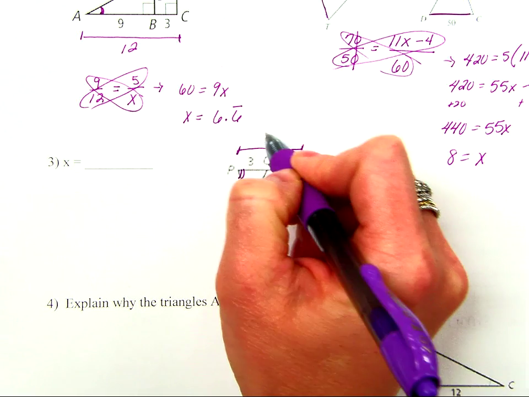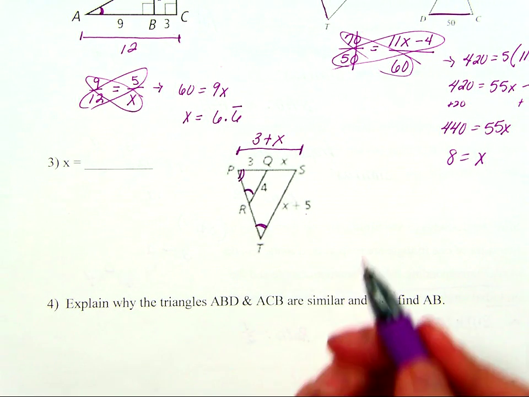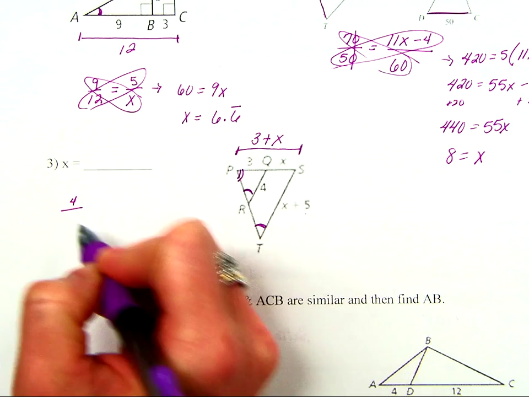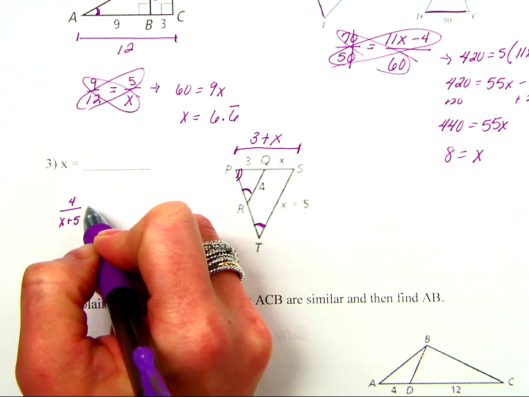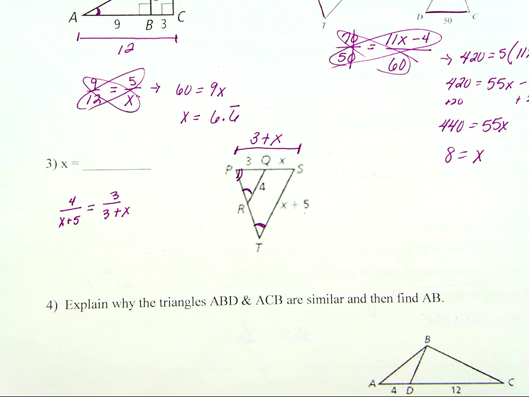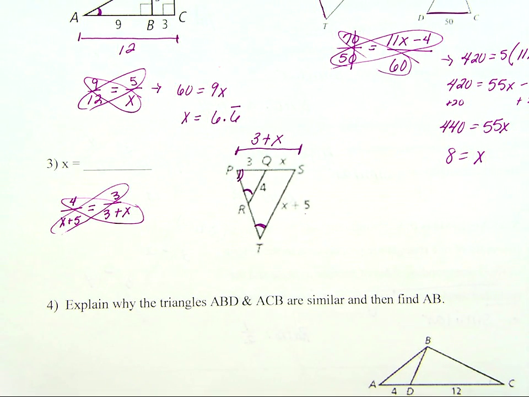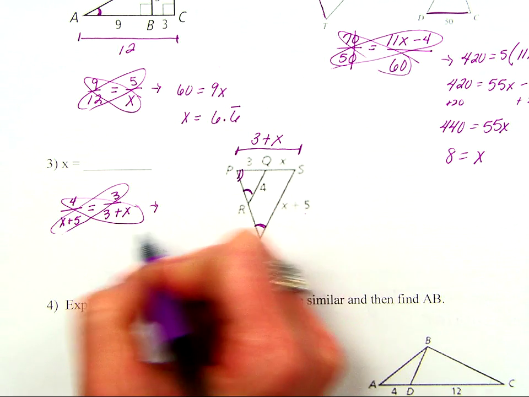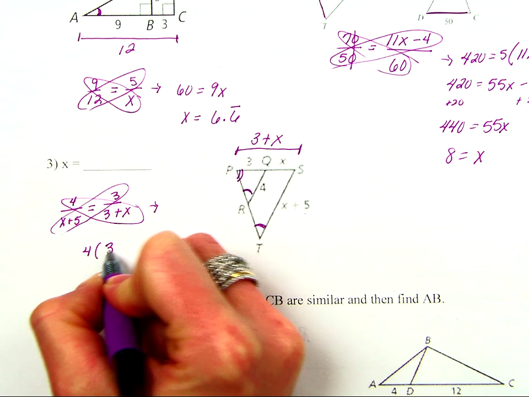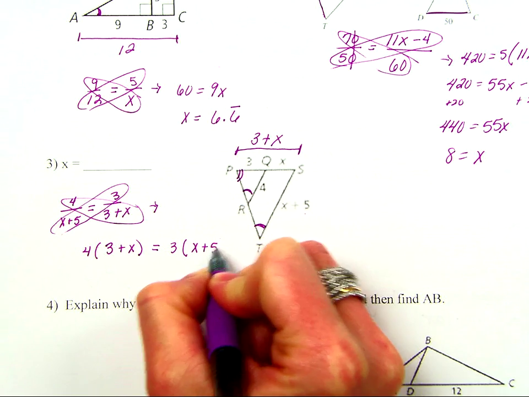Yes, we have to combine these, or add them together, I should say. So that was going to be a side length of 3 plus x. So if we're going to set up and solve, 4 corresponds to x plus 5. This ratio should equal 3 to 3 plus x. And again, I'm going to use my cross products. I need to make sure that I distribute. I'll set this up 4 times the quantity 3 plus x should be equal to 3 times the quantity x plus 5.